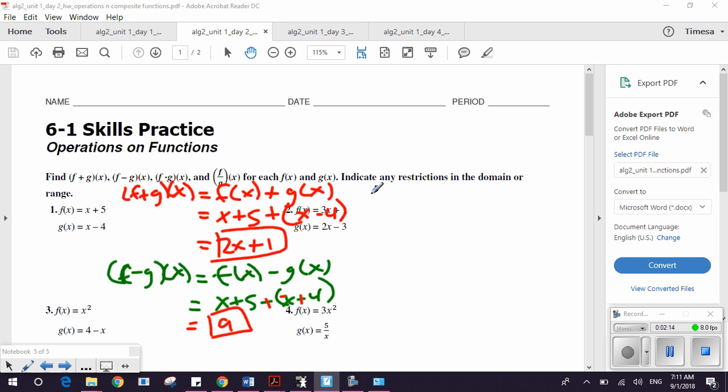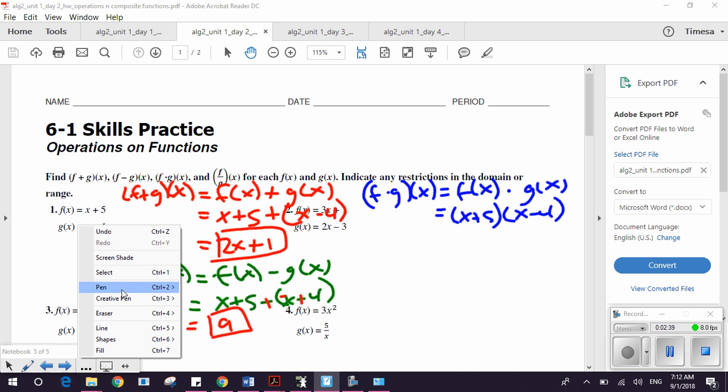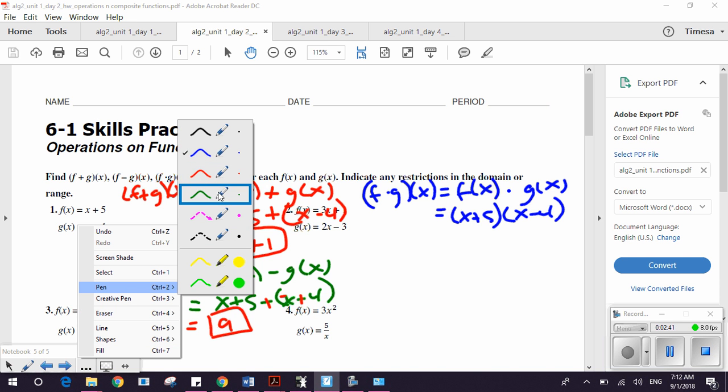Now we're going to do f times g of x, which means f of x times g of x, literally. So that's x plus 5 times x minus 4. And I would use parentheses when I'm multiplying. And now you would use the FOIL method to multiply.